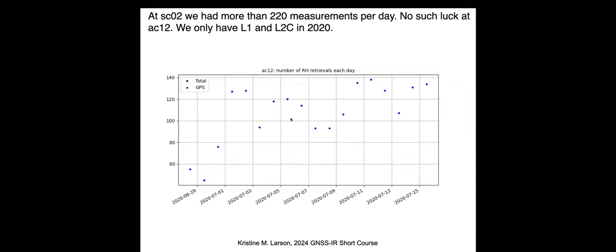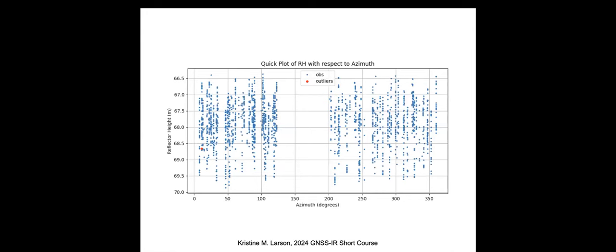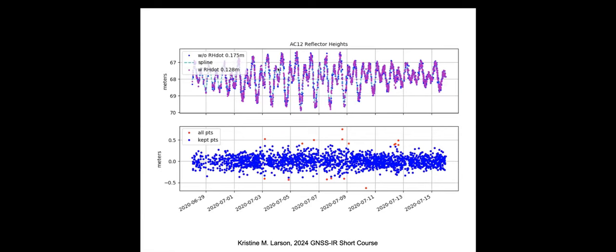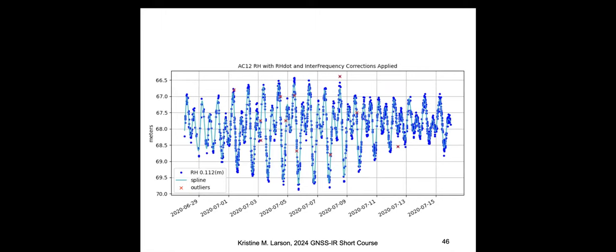We don't need to look at that, but there aren't huge outliers. You can see that the precision appears to be about 17.5 centimeters. When you take the RH dot correction into account, it appears to be about 12.8 centimeters. And then when you remove the bias between L1 and L2, you're down to about 11.